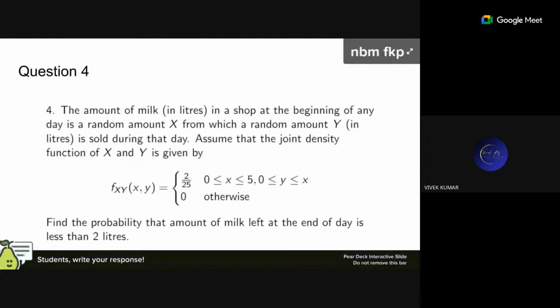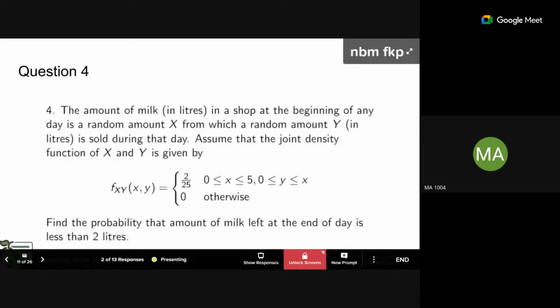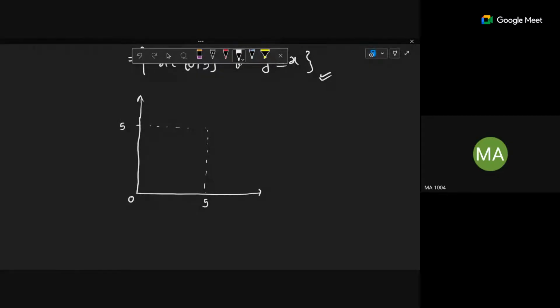Okay, please write this function. And I am also increasing the time. So the first thing we know about the function is, let's say f of x, y is 2 by 25.